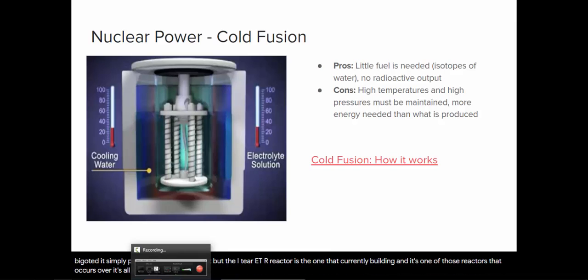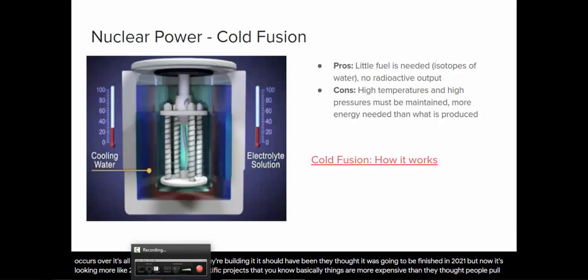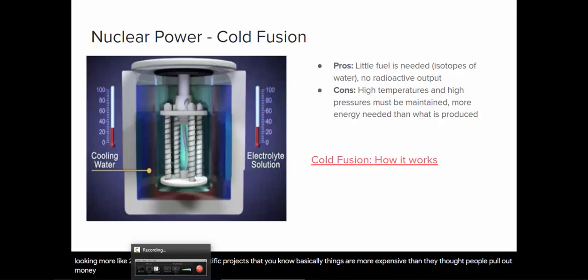It's one of those reactors that as they're building it, they thought it was going to be finished in 2021, but now it's looking more like 2025. Because it's one of those scientific projects where things are more expensive than they thought, and people pull out, and they don't have enough money, and blah, blah, blah. Anyways, the theory is we just haven't built a big enough reactor yet.